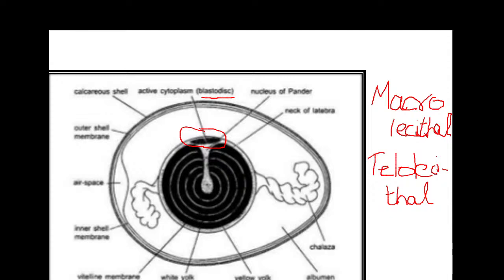And the rest of the egg is composed of yolk. And the yolk is actually not uniform in composition. You can see here the yellow yolk and white yolk. White yolk and yellow yolk.